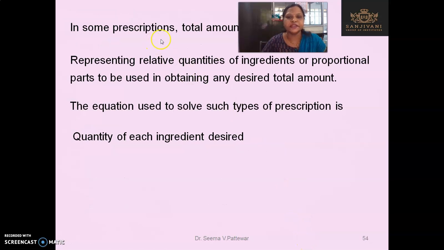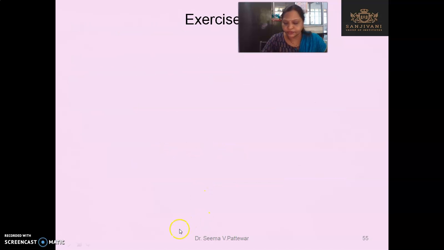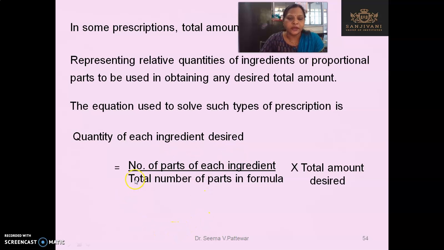In some prescriptions the total amount is not specified, so you have to add up the total quantity. Let us see what happens. The parts represent the relative quantities of ingredients or proportional parts to be used in obtaining any desired total amount. The equation used to solve such a prescription is: quantity of each ingredient desired is equal to the number of parts of each ingredient divided by the total number of parts in the formula, multiplied by the total amount desired. The same formula is here also.